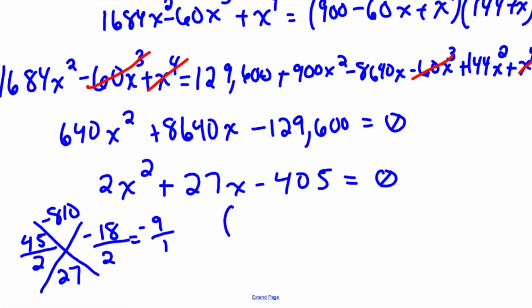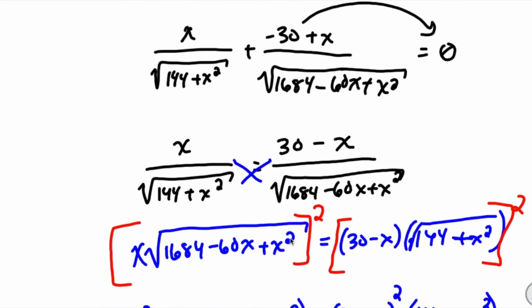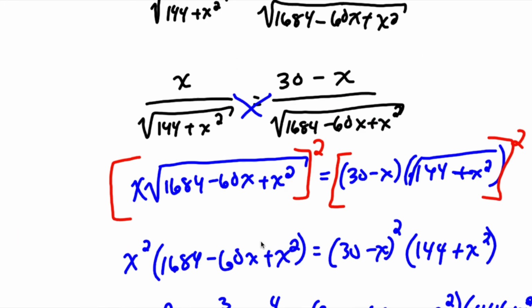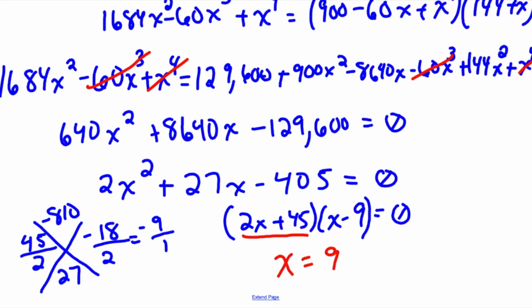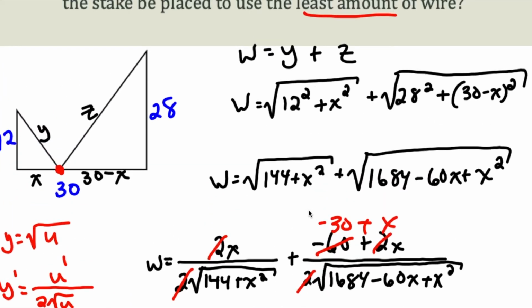So factored, we get 2x plus 45 and x minus 9 equals 0. Okay, so if we look at this, solving the 2x plus 45 for 0, we're going to get negative 22.5. So that one's out because we're looking for a distance, right? We're looking for this x value. So that has to be 9. X equals 9 is our answer here. But that's not our overall answer. That was just the answer to this part. We now have to come back all the way up to the top here, and we're going to plug in 9 for x in both of these cases.